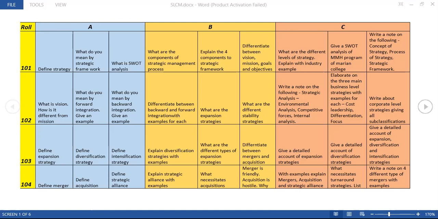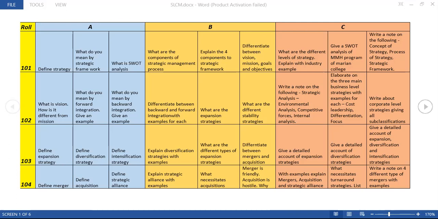Then about mergers and acquisitions, Vodafone Idea is a classic example for merger. For acquisition, it is Cadbury, Kraft acquiring Cadbury. When one company acquires another company, one company ceases to exist. But when it merges, both companies work together to form a new company. Then expansion strategy, again the same thing.